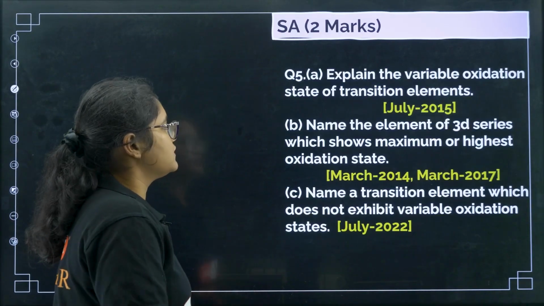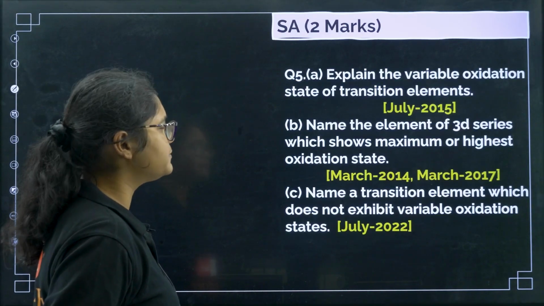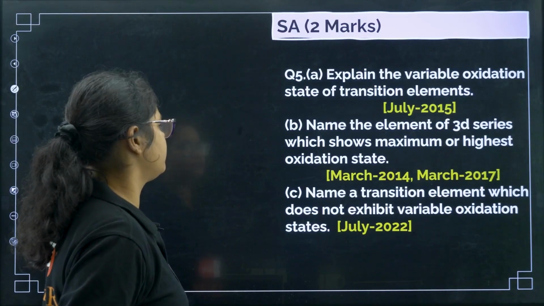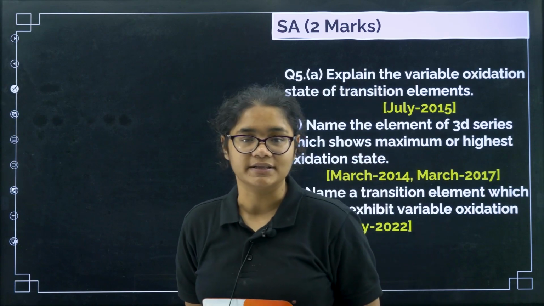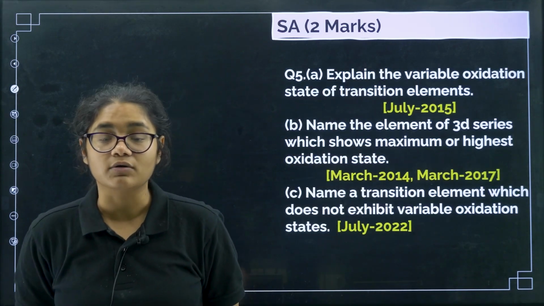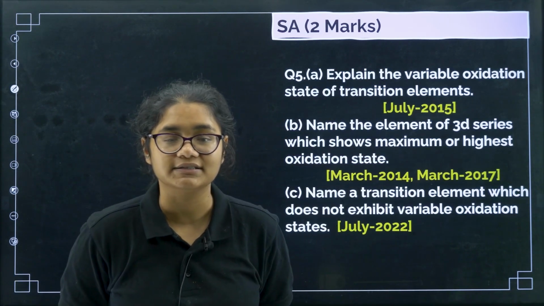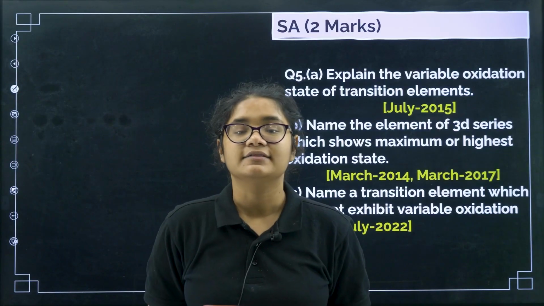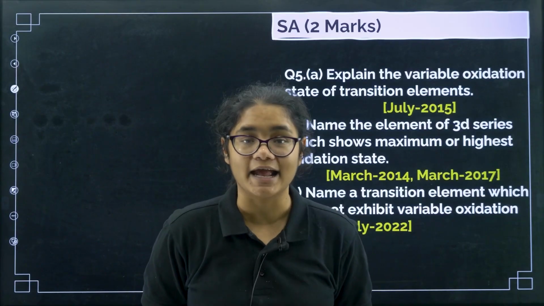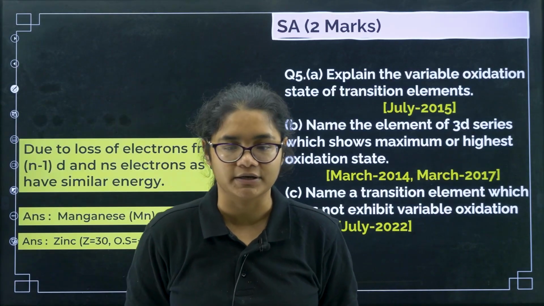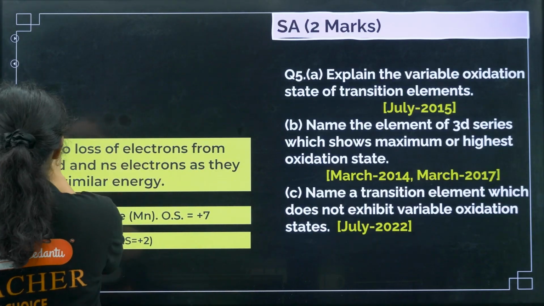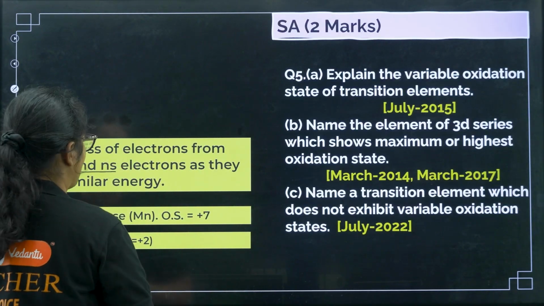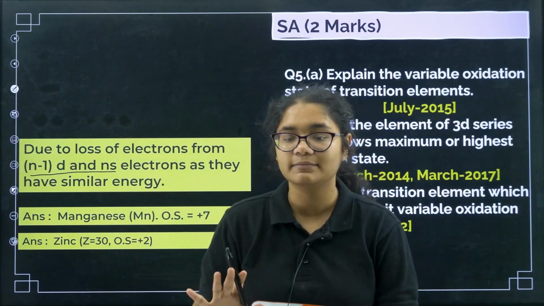Okay, now let us move towards the next question. Explain the variable oxidation state of transition metals. The previous question was to explain the variable ionization enthalpy, and here the question is about oxidation state. So transition metals have a variety of oxidation states. That is due to the participation of both (n-1)d and ns electrons in bond formation. Okay, so once again, due to the loss of electrons from both (n-1)d and ns electrons, as they have similar energy.